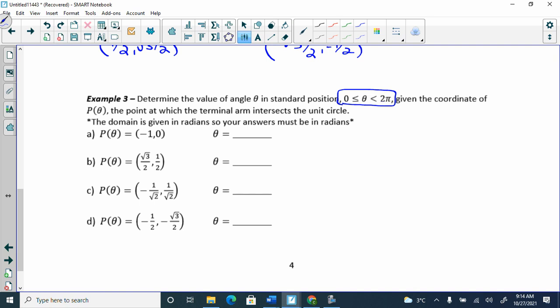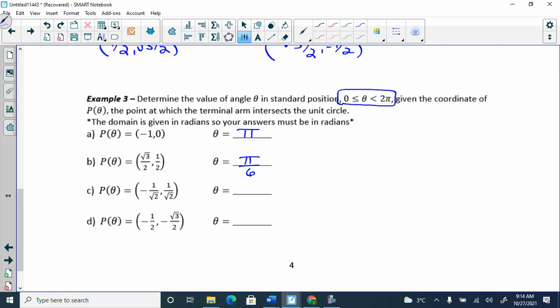This one's a nice one, because I can make it not be there. I can make it be from negative pi to pi and such like that. So, negative 1, 0, where is that? At pi, and only pi. So help me, pi. Only 2 people smiled. All right, root 3 over 2, 1/2. Pi over 6.